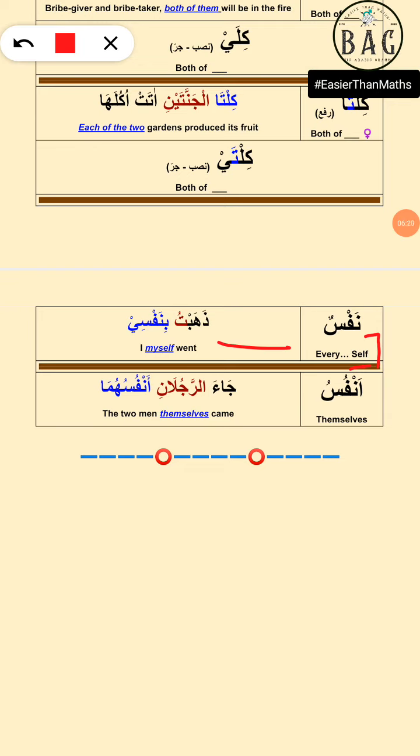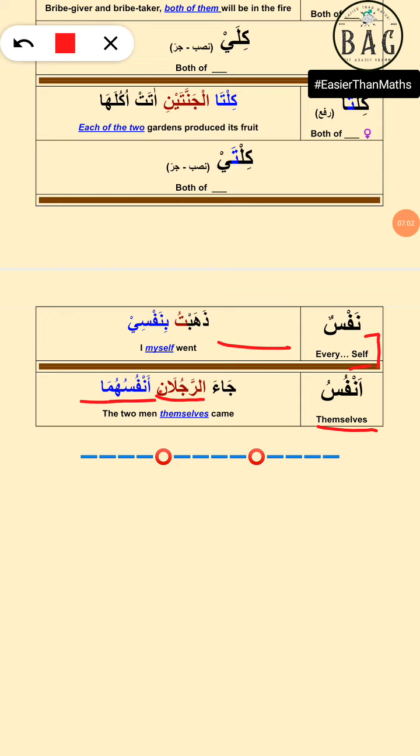Similarly, you've got anfusu, themselves. Ja'ar rajulani anfusuhuma. Rajulani, as you can see, is the musanna form of rajulan, right? So ja'ar rajulani anfusuhuma. The two men themselves came. Now, if I said the two men came, it's a regular sentence. If I say the two men came themselves, that is a totally different sentence, because it means that those two men had come on their own accord. They came voluntarily. They were not brought by force.